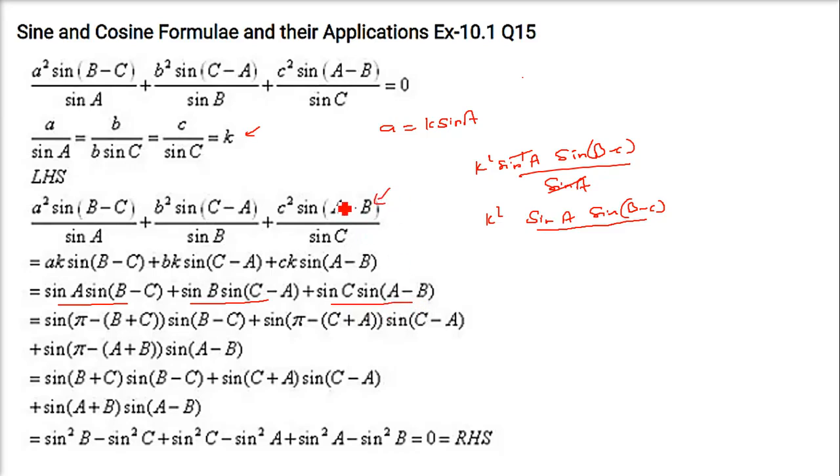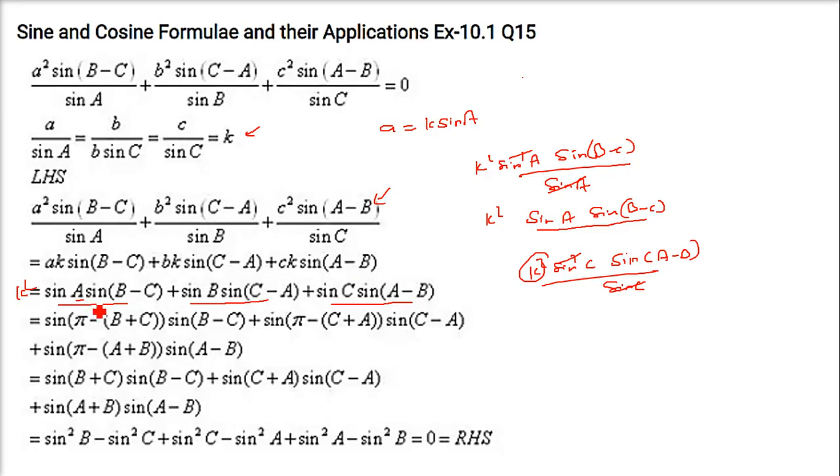I'll show you this one also. C square can be written as k into sin C. So k square sin square C. Then we have sin A minus B. Then we have sin C. So this gets cancelled. You get k square sin C sin A minus B. So sin C sin A minus B. I am saying that k square we have taken common. Just assume that k square we have taken common. Now what do we get?